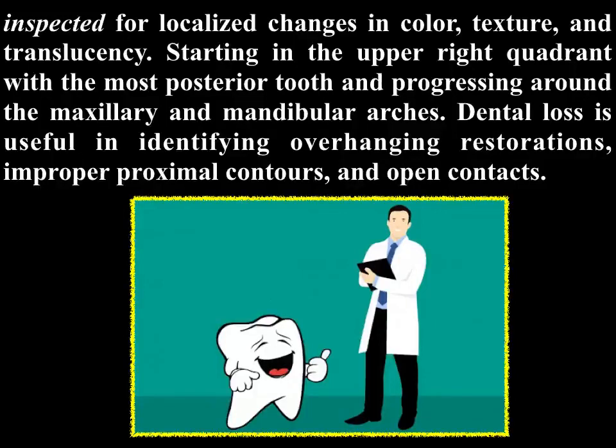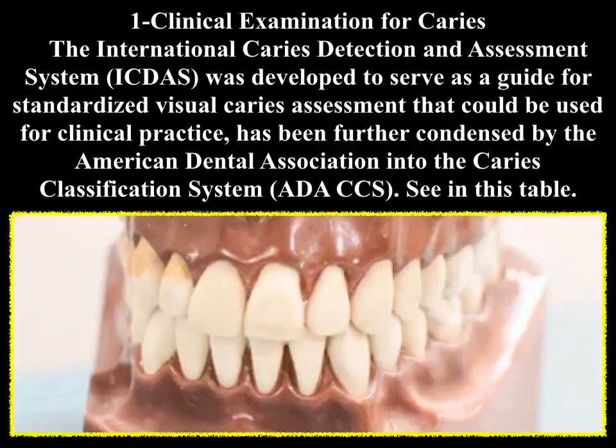Dental floss is useful in identifying overhanging restorations, improper proximal contour, and open contacts. All these defects should be carefully inspected. Overhang is a very dangerous defect. Improper proximal contact, open contact, and improper proximal contour will all lead to secondary caries, more gingivitis and periodontitis, and formation of a pocket.